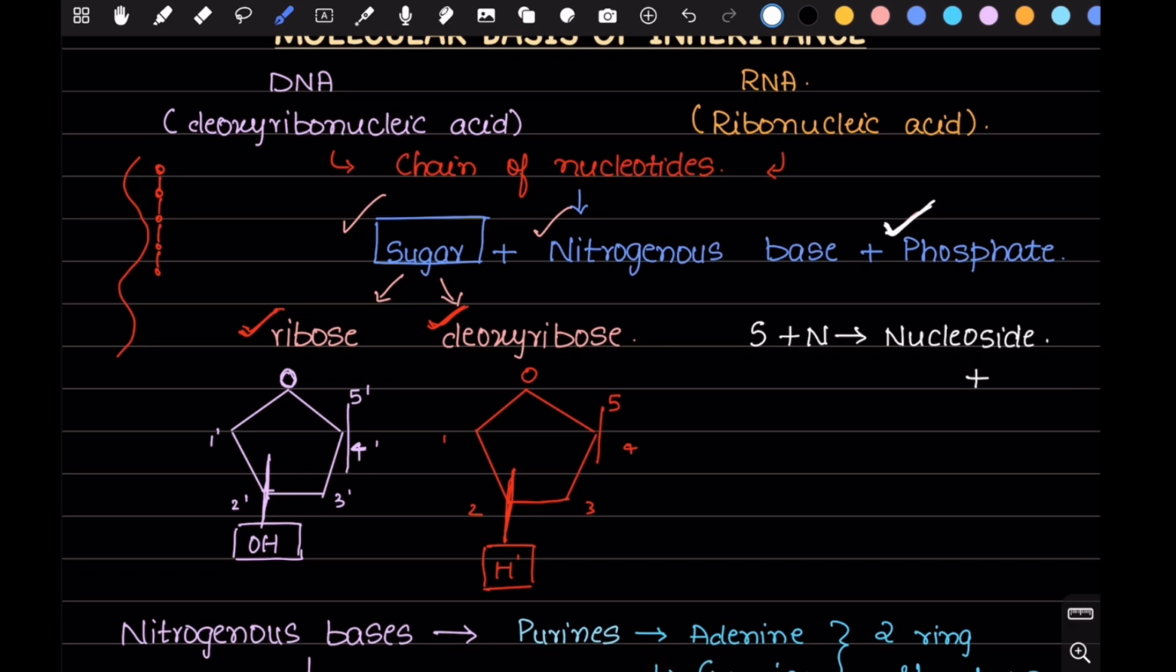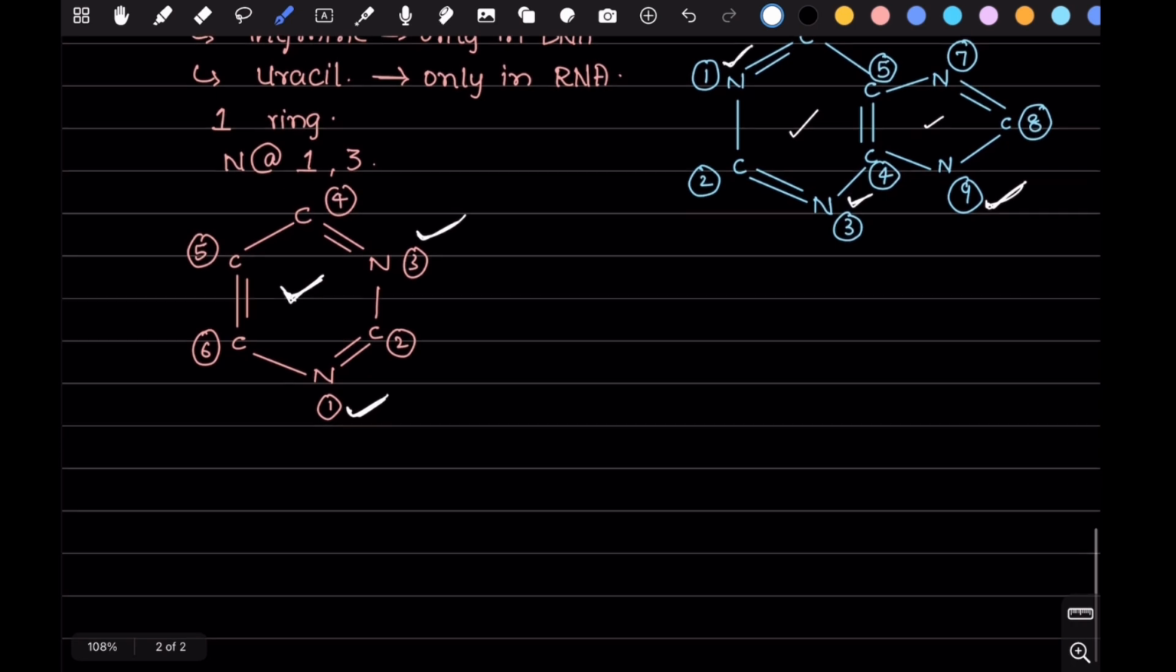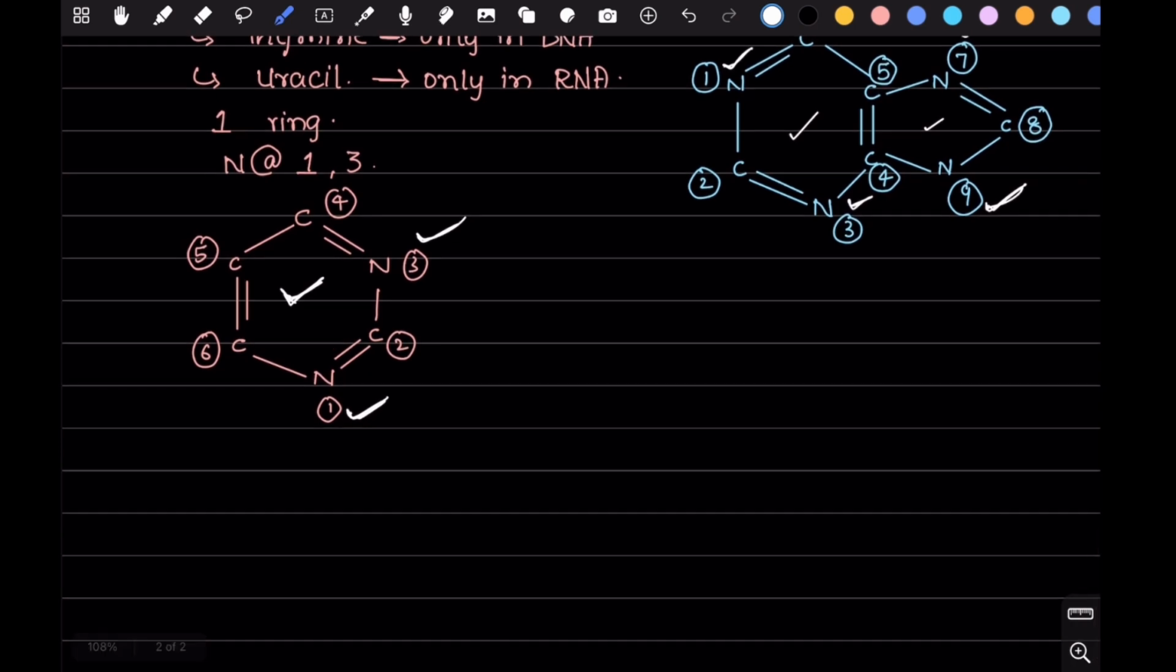And if a phosphate group is added to that nucleoside, then only will it become a nucleotide. So you should know the difference between nucleoside and nucleotide. Sugar plus nitrogen is equal to nucleoside. When you add a phosphate group to that nucleoside, it becomes a nucleotide. Now let's draw a full structure of a nucleotide.